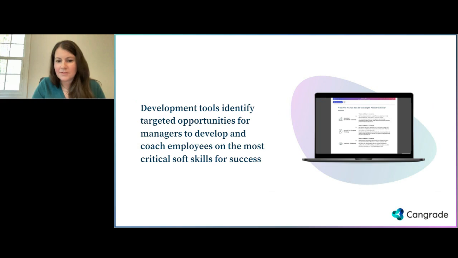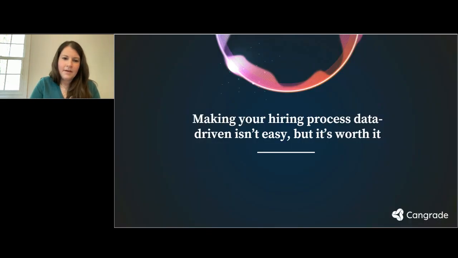And that's the same with development tools. You can train people on hard skills. And although soft skills are much harder to train, it's worth it. Take the time, take the effort, and identify those key soft skills that are really going to take people from being great performers to superstars. So I've covered a lot so far in this presentation. And I think what's critical to really take away is that making your hiring process data-driven, it's not easy, but it's worth it.